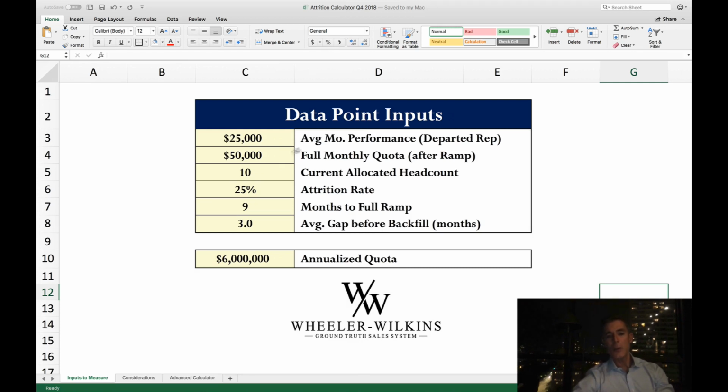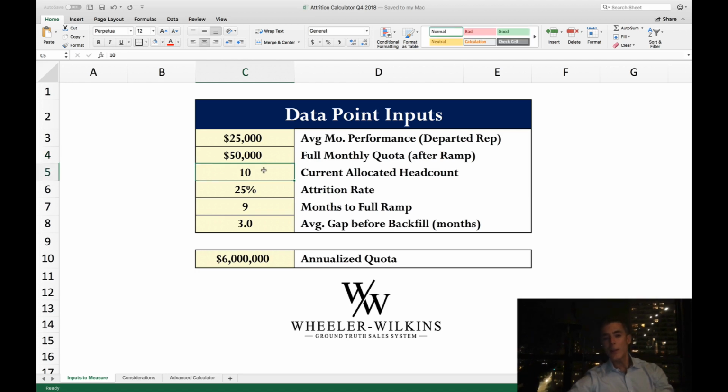The first is you're going to want to know what is the average performance of your rep right now. We're going to assume that this is the departing rep. I'm not talking about the high performers, I'm talking about the middle performers and the ones that are most likely to leave. We can address the high performers another time. The second thing you absolutely need to know, and that you already know, is the monthly quota that you're expected to hit for the reps once they are fully ramped. In this case, for example, we're going to use $50,000.